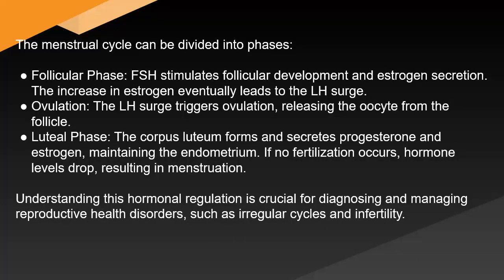The menstrual cycle can be divided into phases. Follicular phase. FSH stimulates follicular development and estrogen secretion. The increase in estrogen eventually leads to the LH surge. Ovulation. The LH surge triggers ovulation, releasing the oocyte from the follicle. Luteal phase. The corpus luteum forms and secretes progesterone and estrogen, maintaining the endometrium. If no fertilization occurs, hormone levels drop, resulting in menstruation. Understanding this hormonal regulation is crucial for diagnosing and managing reproductive health disorders, such as irregular cycles and infertility.